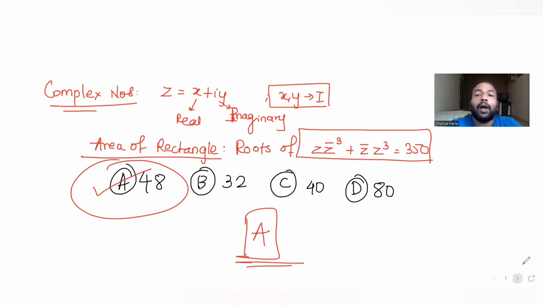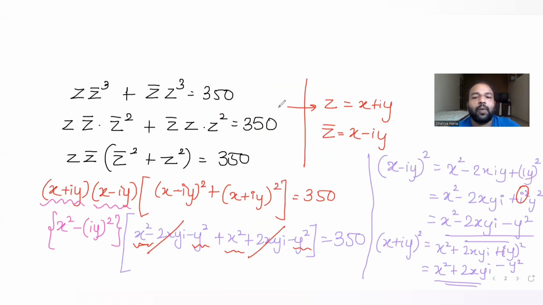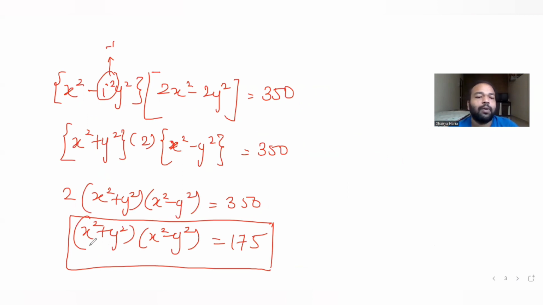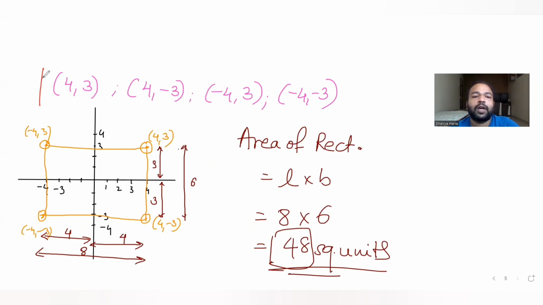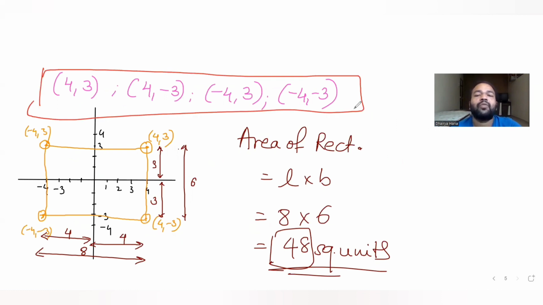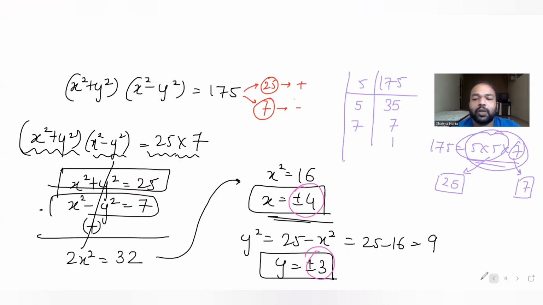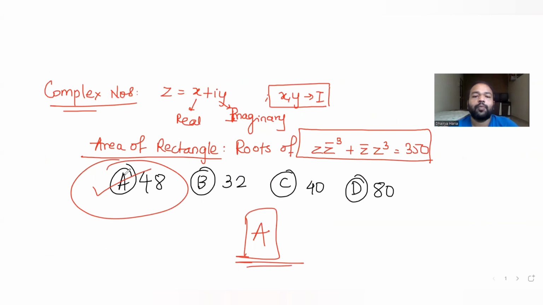I hope you have understood how to solve this type of question which involves these concepts on complex numbers. You just put in the values of z as x plus iy and the conjugate of that as x minus iy. Solve this, and we got the equation turning out. So sum of the squares and difference of the squares, the product of that comes out to become 175. So we get the values of x and y as these 4 vertices of the rectangle. Once we get these 4 vertices of the rectangle, we get the area of the rectangle as 48 square units. That matches with option A, so we get the answer as option A.